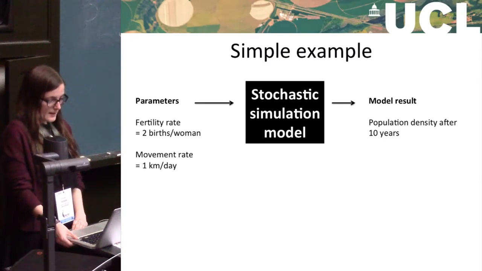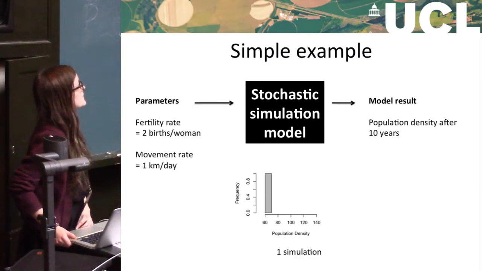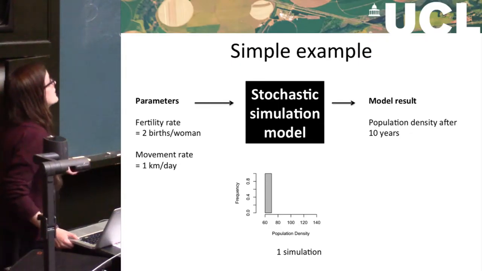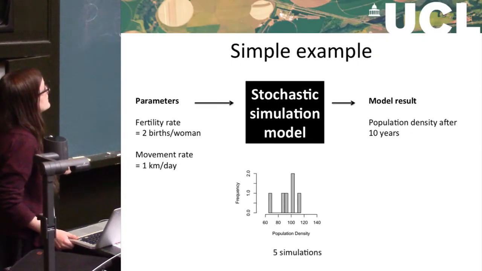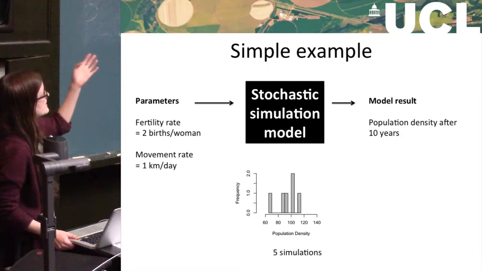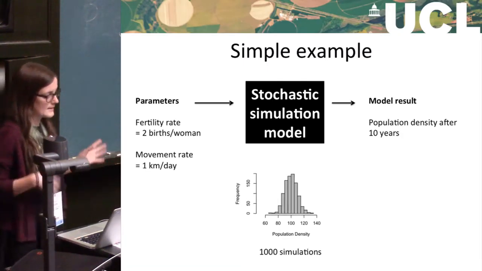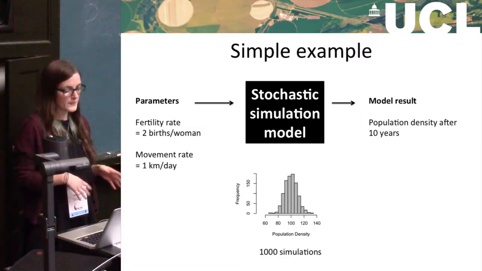So we're going to run the model, and we get a result. But because it's stochastic, we're getting a different result every time. So I run it 5 times. I get the frequency of the result. I run it 20 times. I run it 1,000 times. And I start to see a consistent result then.